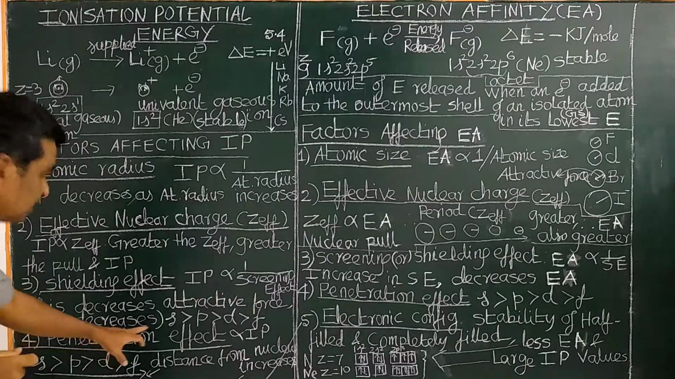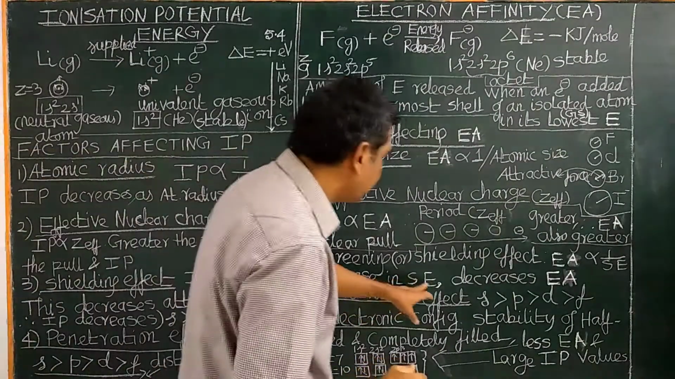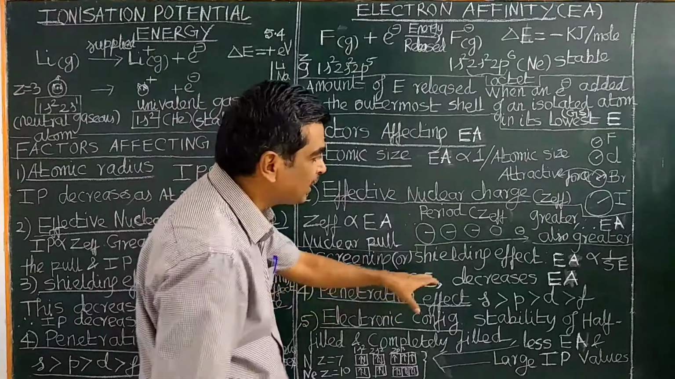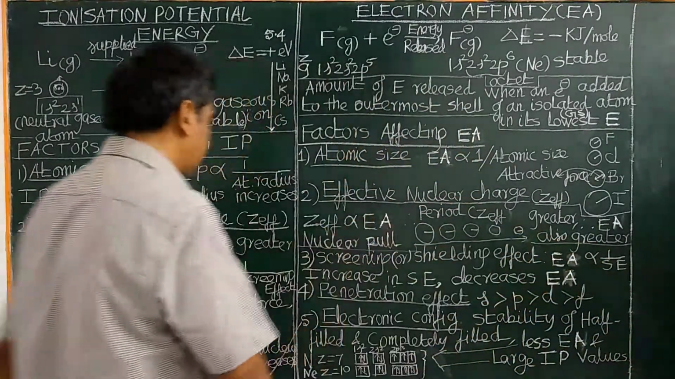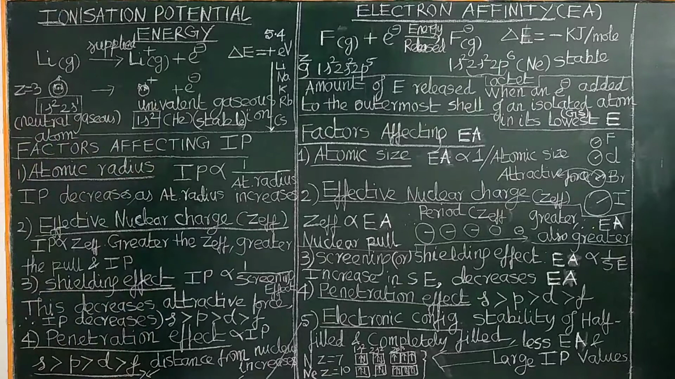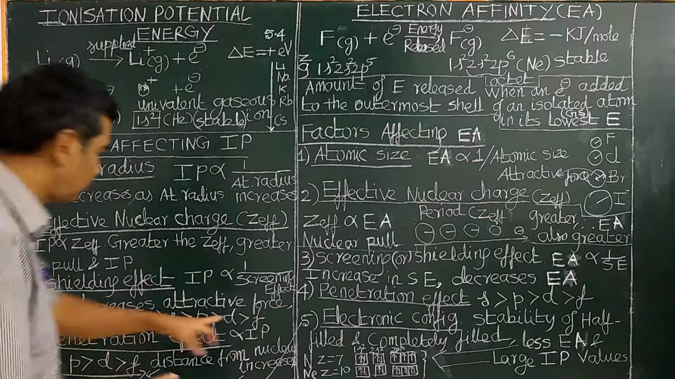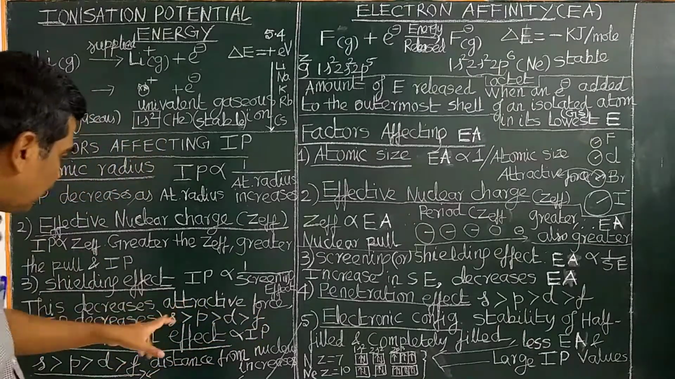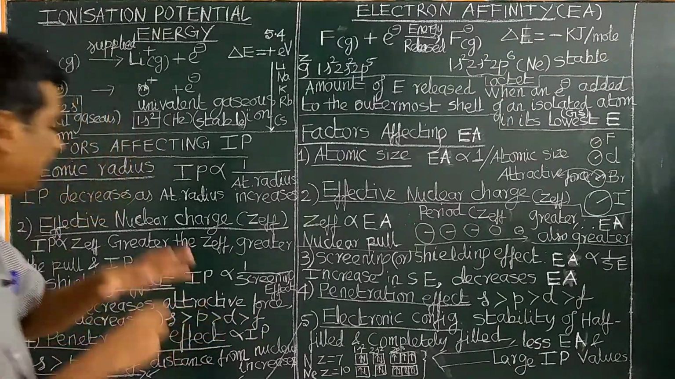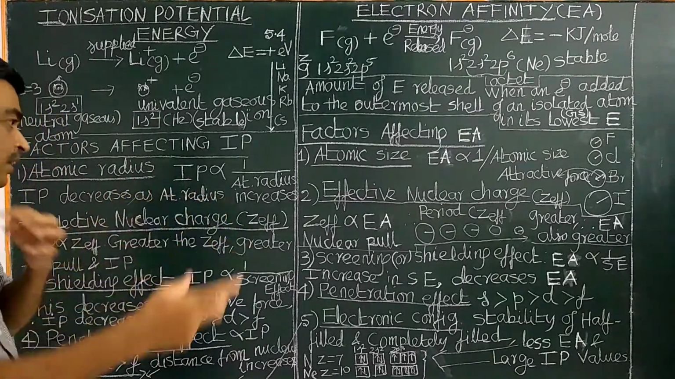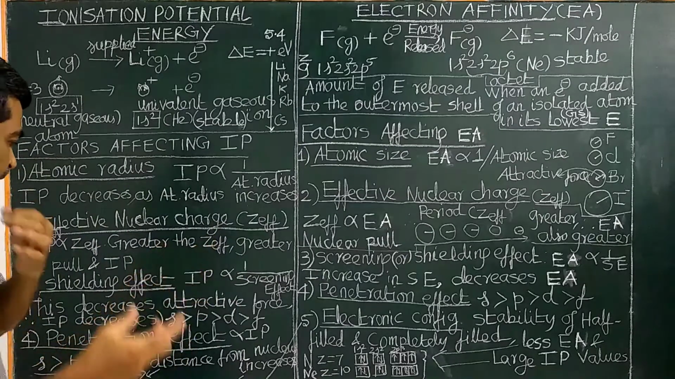Therefore, ionization potential decreases. Similarly, increasing screening effect decreases the electron affinity. Same factor here also. For example, there are several orbitals: s orbital, p orbital, d orbital, f orbital. Among the orbitals, the s orbital has the highest screening effect because it is spherically symmetrical. It will screen the outer electron very much.